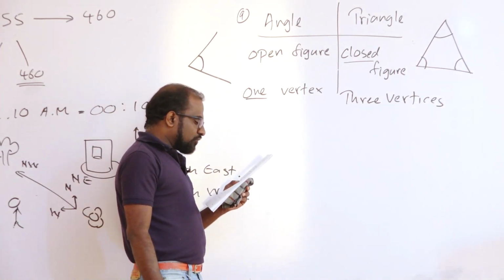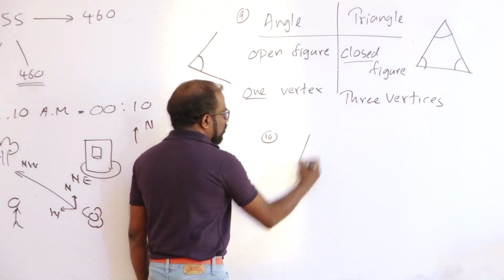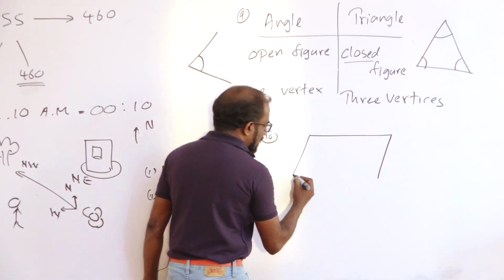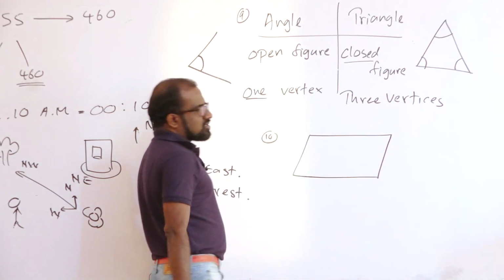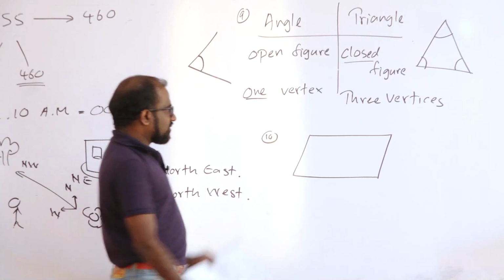10th one. Write a special name for the following quadrilateral. Direct question. Quadrilateral. So what is this? We have a slanted rectangle.